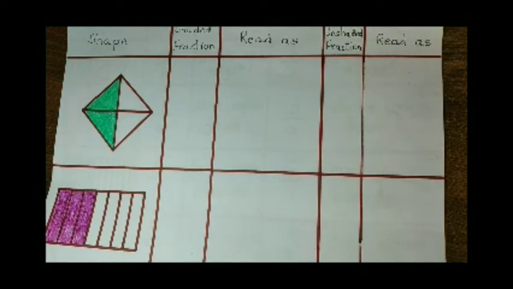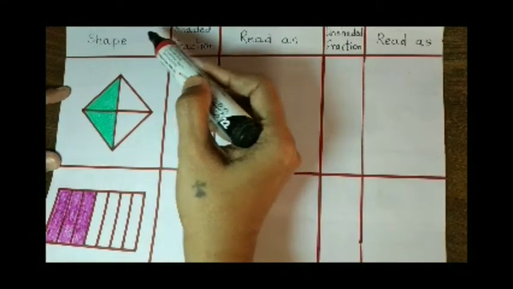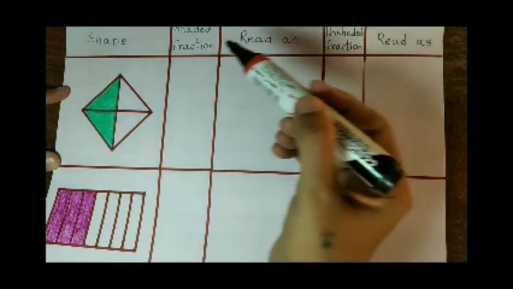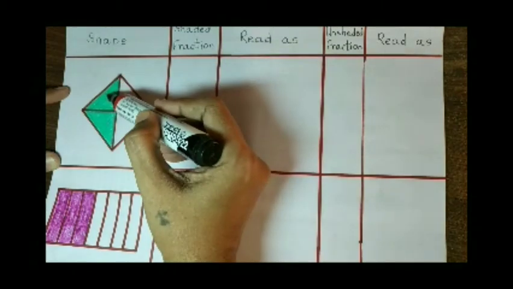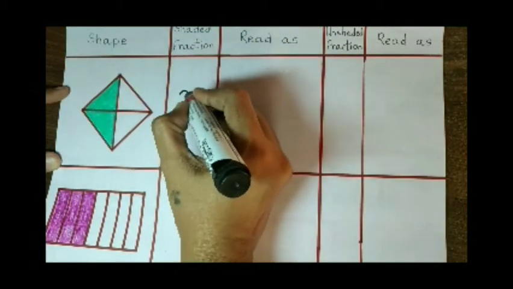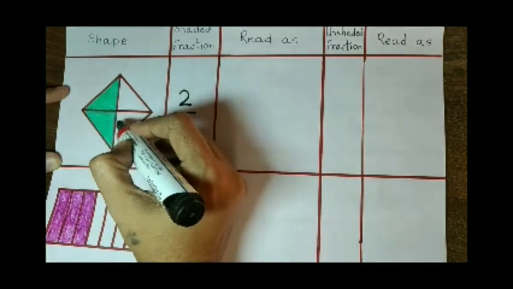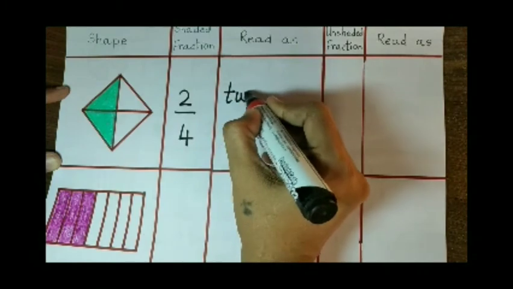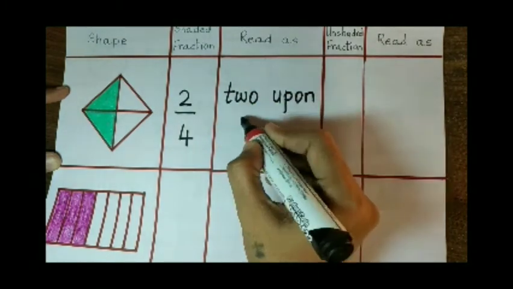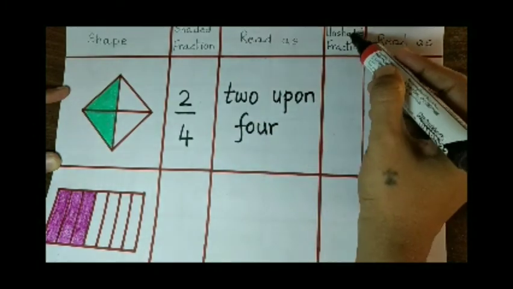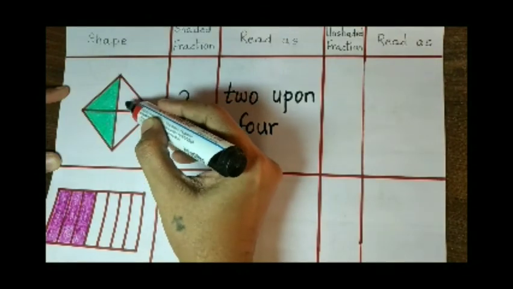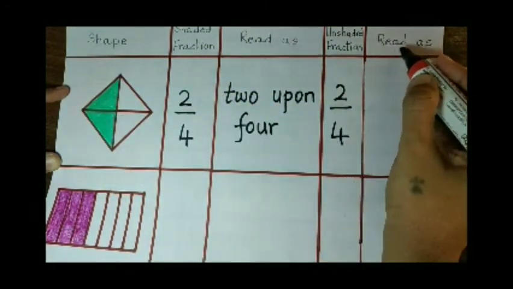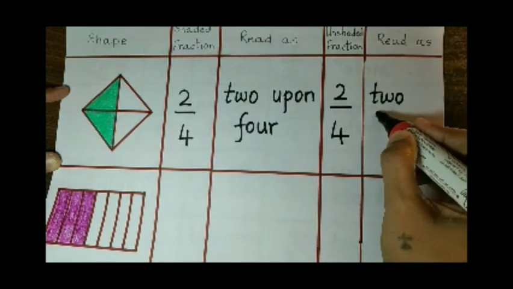Now we begin with the next exercise. Here, the shape, shaded fraction, read as, unshaded fraction, and read as. We begin with the first figure. Shaded fraction. How many shaded parts? 2. So we write 2 upon how many parts in all? 1, 2, 3, 4. All the 4 parts, so 4. How do we read it as? We read it as 2 upon 4. Now the next, unshaded fraction means the part which is not colored. So 2 parts. So we'll write 2 upon parts in all, 4 parts. So 2 upon 4. We read it as 2 upon 4.